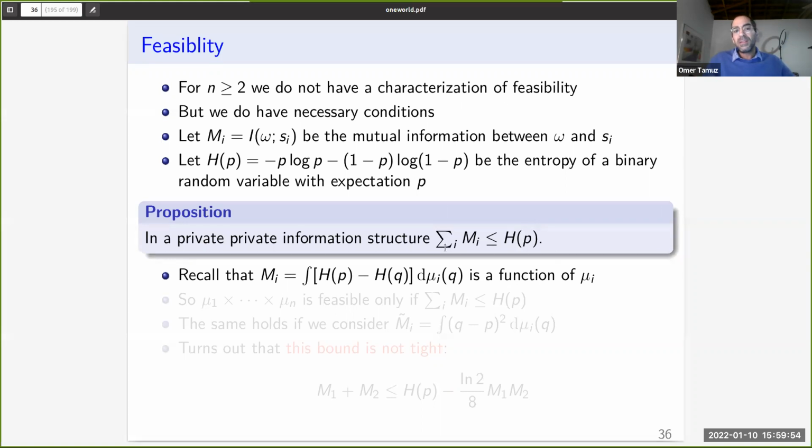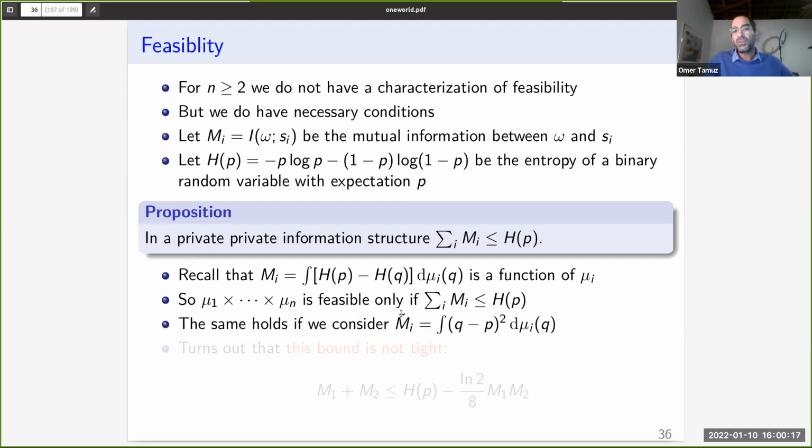Now, this mutual information I can calculate just knowing the belief distribution mu i. So this gives a constraint on feasibility. A tuple mu 1 up to mu n can be the beliefs of a private-private structure only if the sum of the mutual informations is at most H(p). And actually the same holds if instead of mutual information, we look at the reduction of variance. We get the exact same theorem, except it works for this M tilde, which is how much the signal reduces the variance of my beliefs.